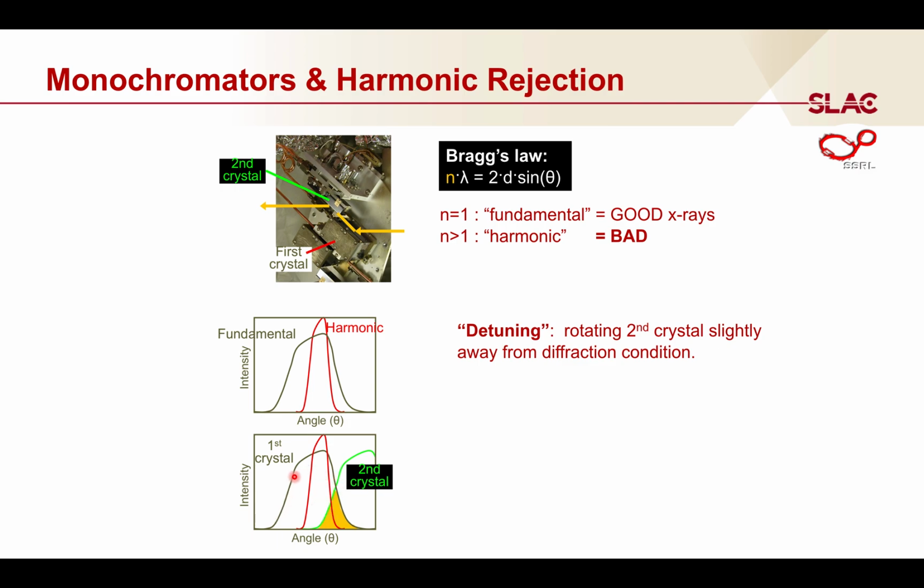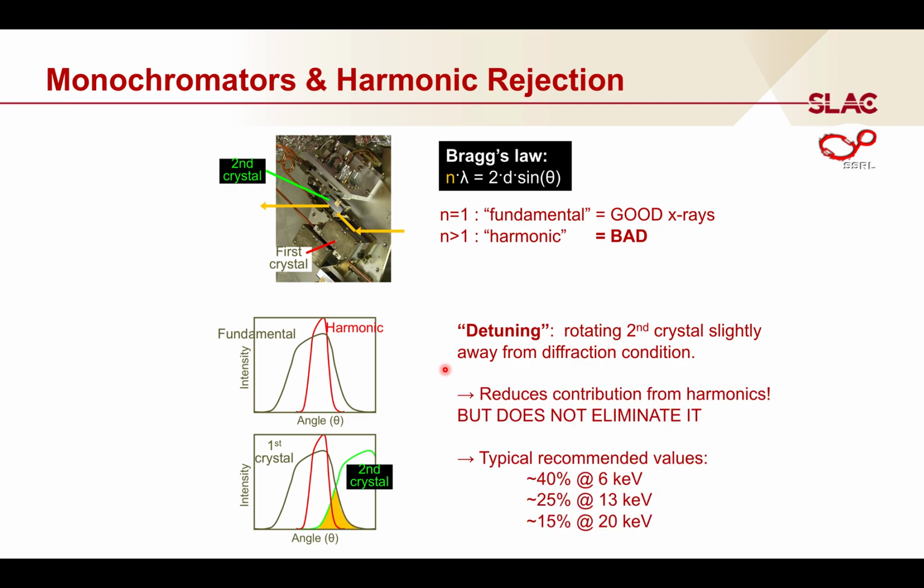And that has the effect of displacing this rocking curve for the second crystal over, so that the intensity that passes through is now the integrated portion of these two curves. So this is the rocking curve for the first crystal and the second crystal. You see we've had to throw away intensity in order to do that. But you see, because the harmonic is so much narrower, we've lost a lot more intensity from the harmonic than we've lost from the fundamental. So this is called detuning. You're literally tilting the second crystal off of Bragg condition. It reduces the harmonics, but it doesn't eliminate it.